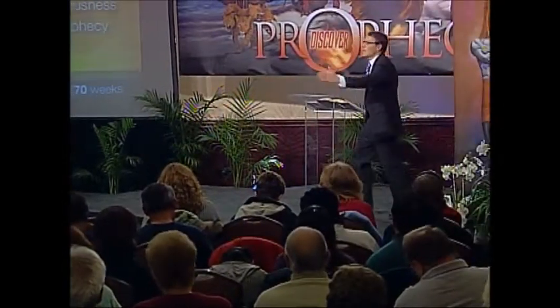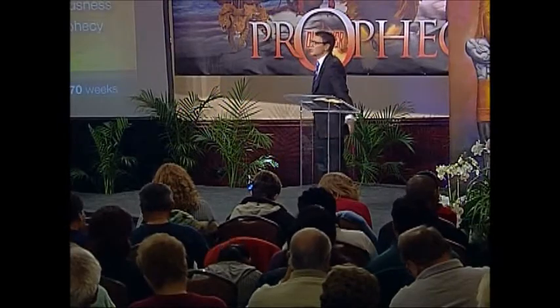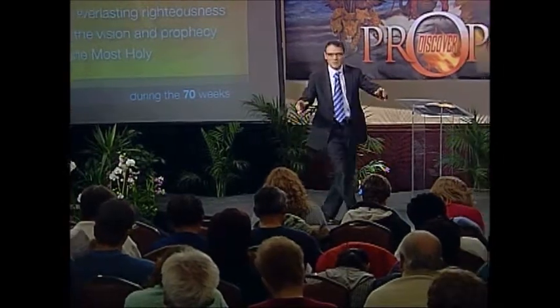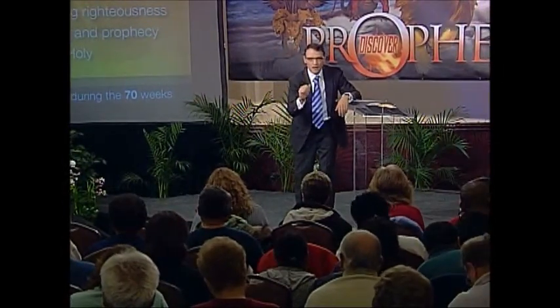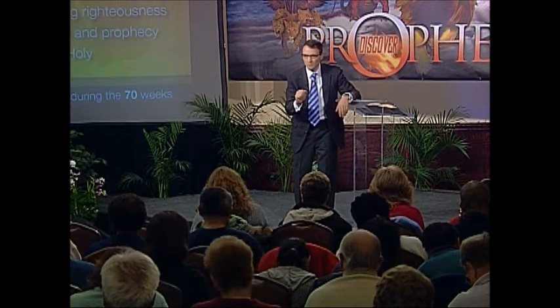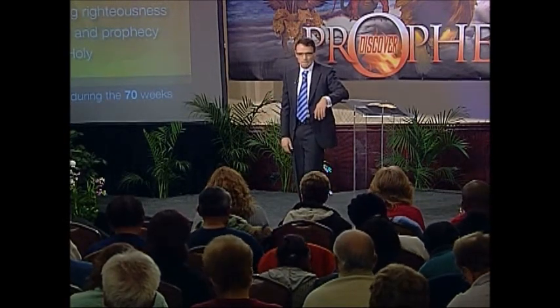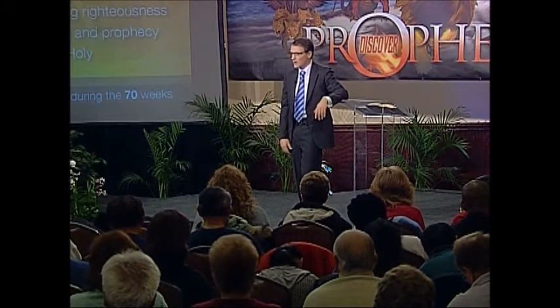Now, so far, does the vision make sense? Okay, Gabriel basically shows up, says, I've come to explain the 2300 days. 70 weeks are cut off for your people. 70 weeks are cut off for the Jews, in which period of time, six things have to happen. How many things? Six. Now, by the way, you know for a fact that a day in Bible prophecy equals a year, because 70 weeks would be about how long in real time? Like a year, and not even a year and a half, right?